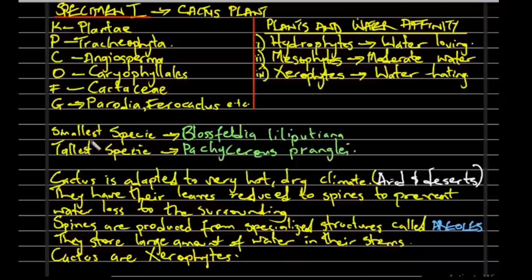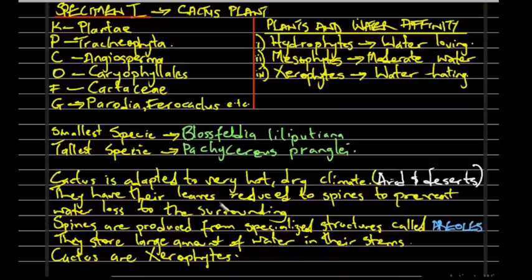Now looking at this here, we have the smallest species of this particular cactus plant to be the Blossfeldia liliputana. The Blossfeldia liliputana is the smallest species that is recorded, while the tallest species is the Pachycereus pringlei. The Pachycereus pringlei is the tallest species that is recorded. Now cactus is adapted to very hot dry climates. Particularly it is found in arid and desert lands. Those are the places where we have this organism.